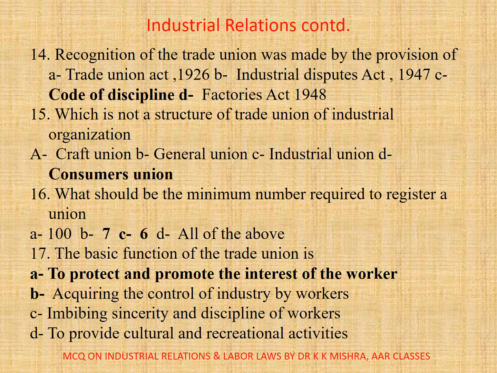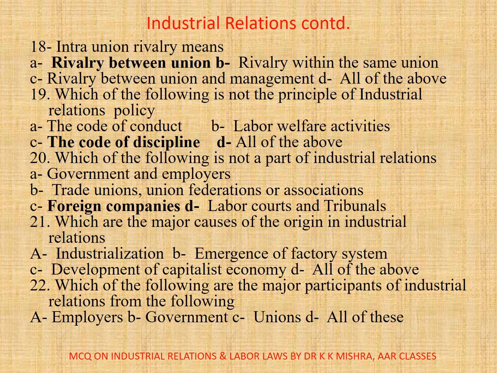17. The basic function of the trade union is, correct option is A. To protect and promote the interest of the worker. 18. Intra-Union Rivalry means, correct option is A. Rivalry between union. 19. Which of the following is not the principle of industrial relations policy? Correct option is C here, the code of discipline. 20. Which of the following is not a part of the industrial relations? A. Government and employers. B. Trade unions, union federations or associations. C. Foreign companies. Or D. Labor courts and tribunals. Correct option is C.